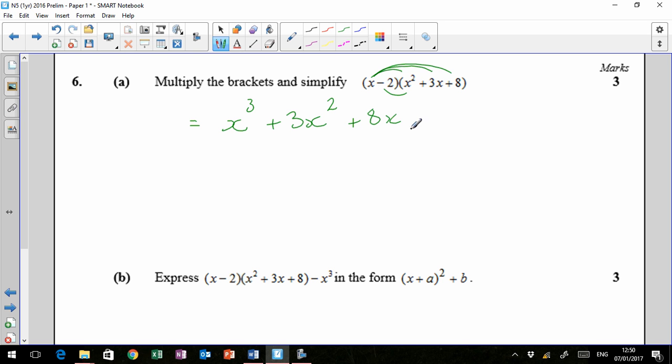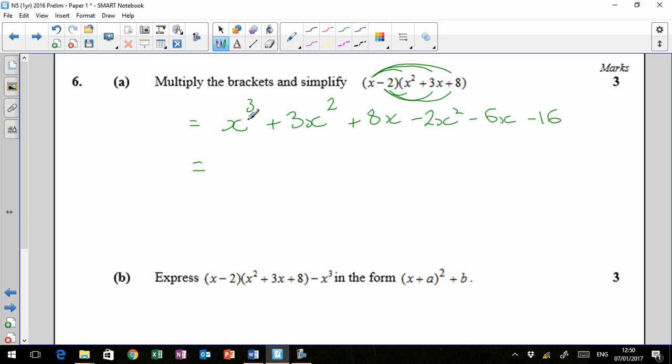Then your negative 2 is going to multiply everything. So negative 2x squared. Negative 2 times 3x is negative 6x. And negative 2 times 8 is minus 16. Just be careful to multiply everything by the negative 2.